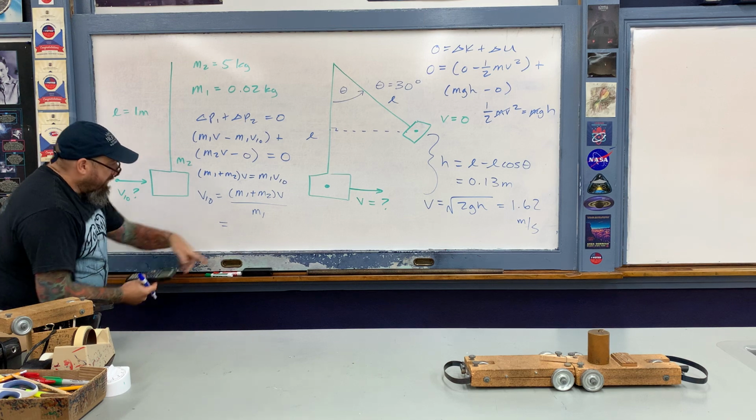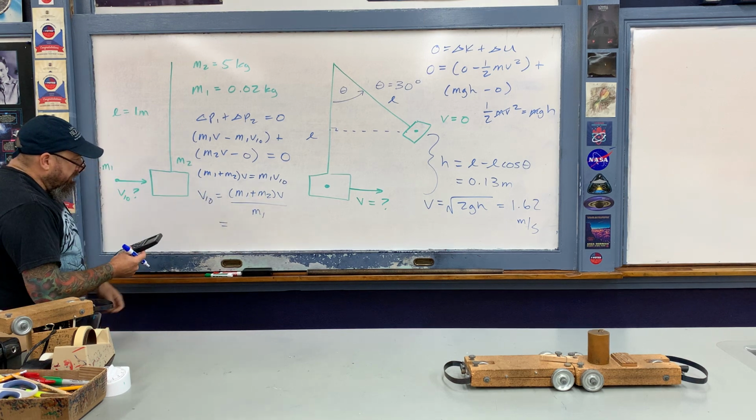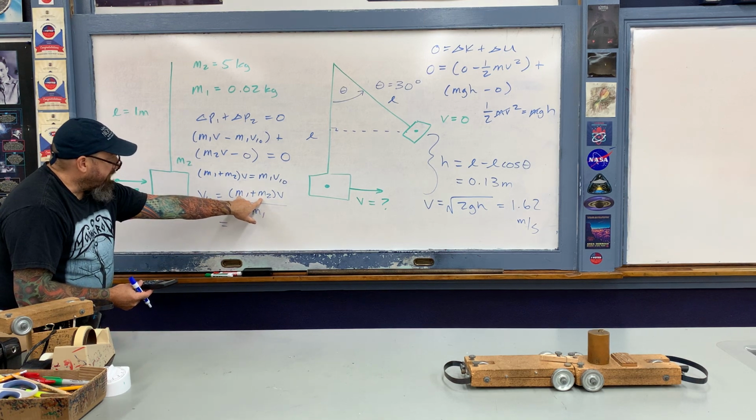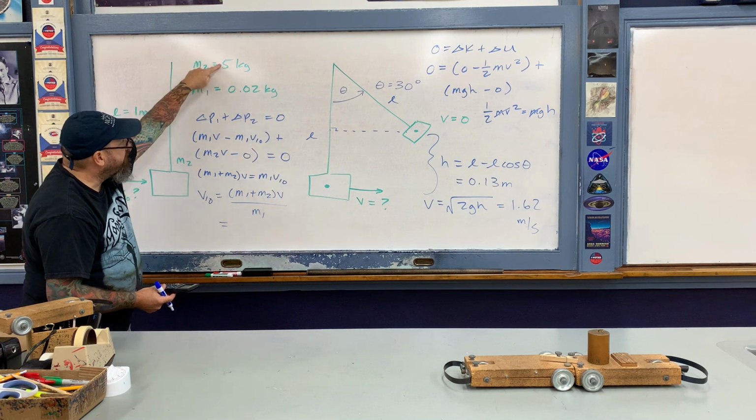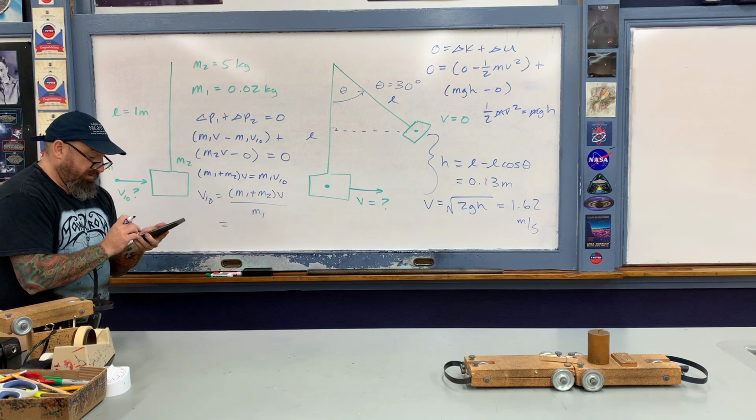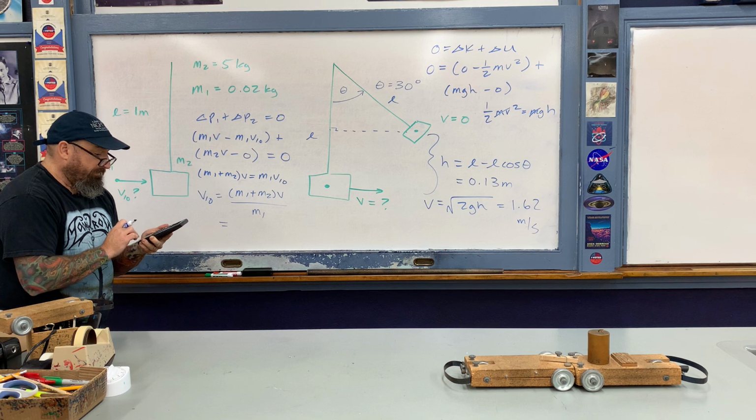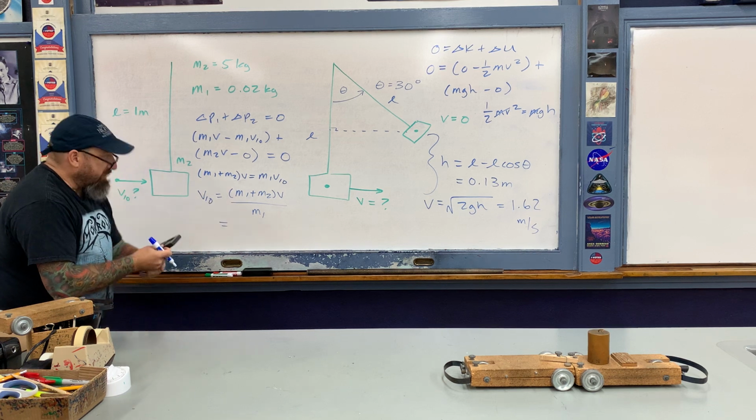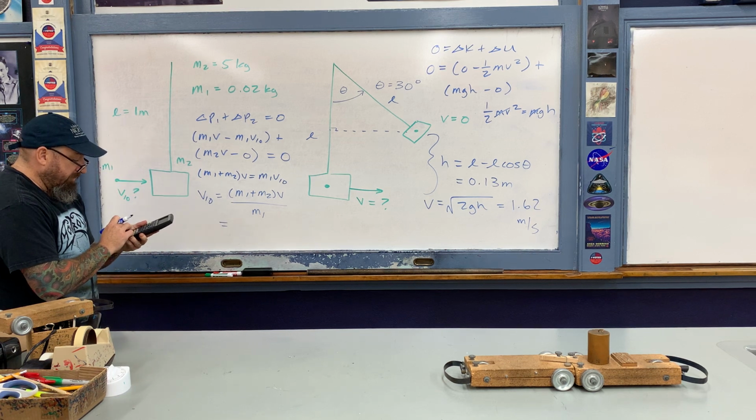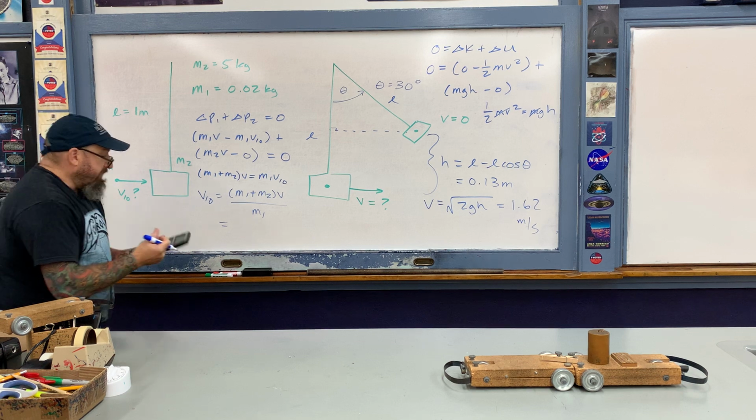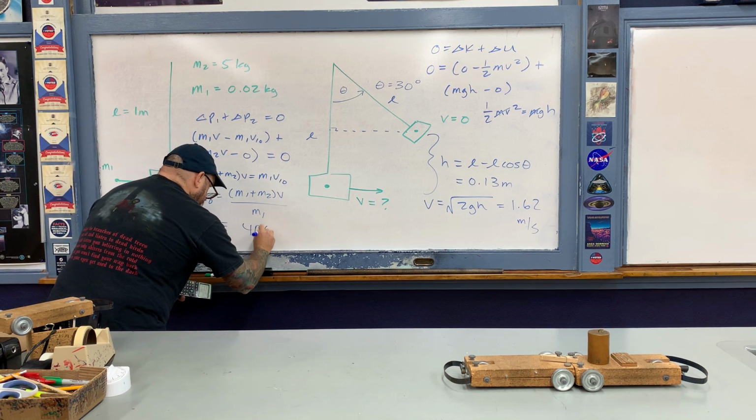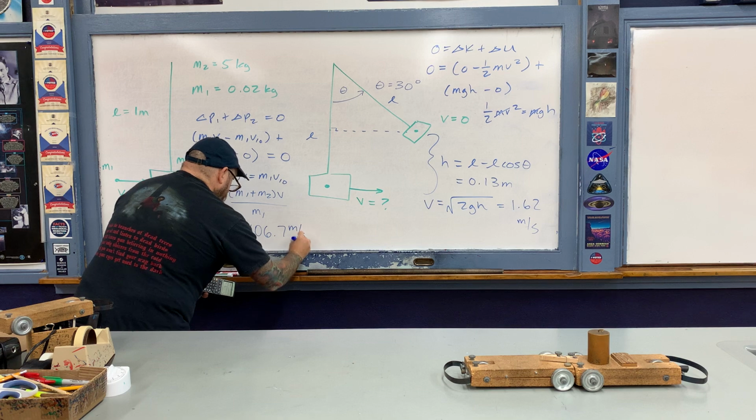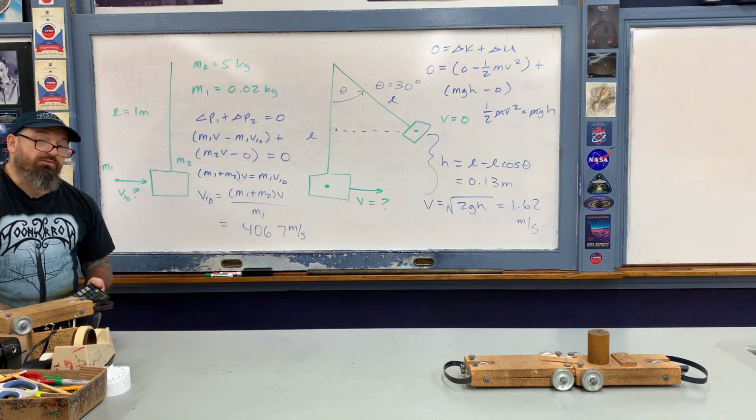All right, so let's see. I've got the v here still in my calculator from earlier. So now I'm going to multiply by the total mass. The total mass is 5.02 kilograms when you add things up there, like so. And then divide by the mass of the bullet, which is just 0.02 kilograms. And ultimately, I end up with about 406.7 meters per second. This is actually a realistic number.